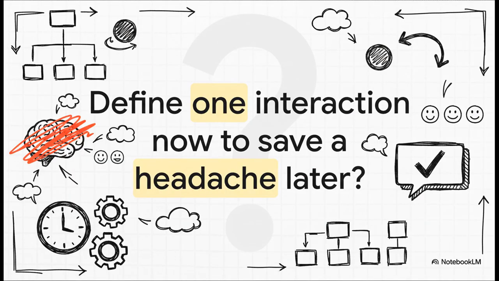So I want to leave you with a question to really think about. Look at whatever project you're working on right now. What is one small interaction, a button state, a transition, a simple confirmation message, that you can define right now, today, that will save you and your whole team a massive headache down the line? That right there is the power of early interaction planning.